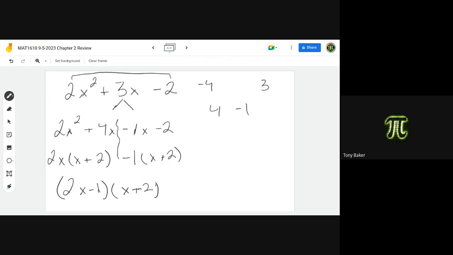Next problem. The next one is symmetry. The next thing we're going to start to look at is symmetry in even and odd functions.